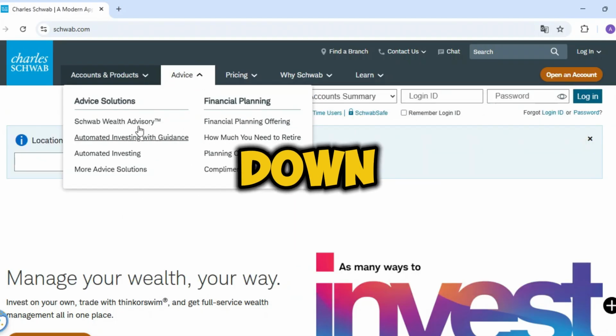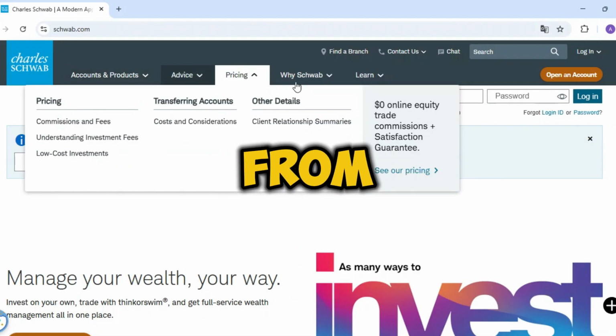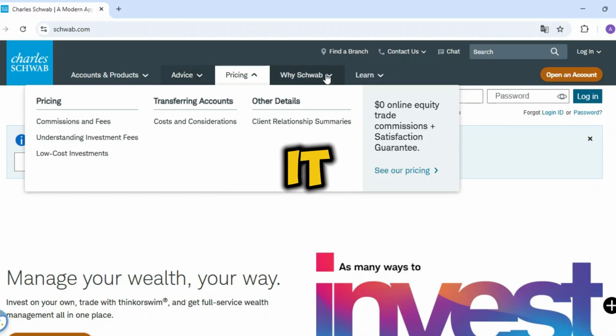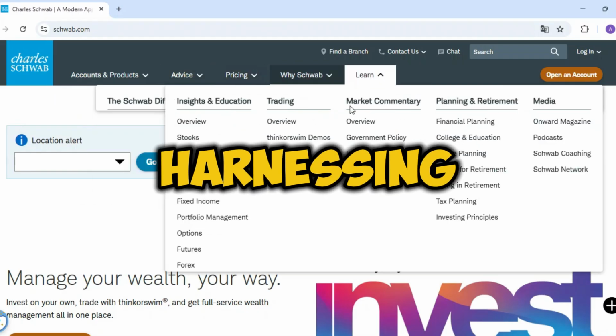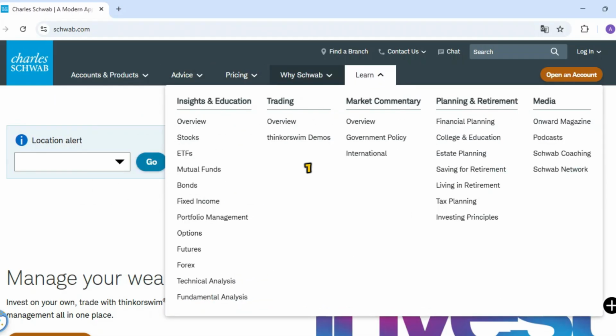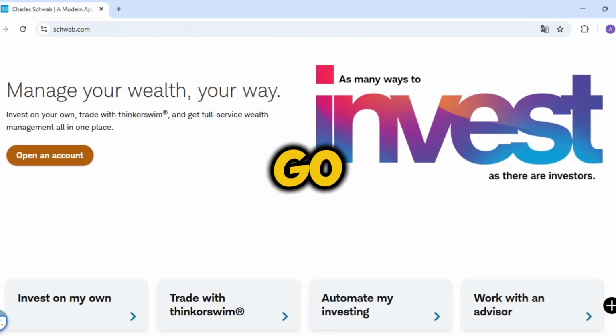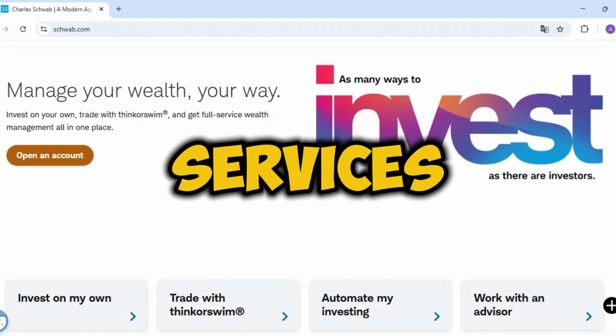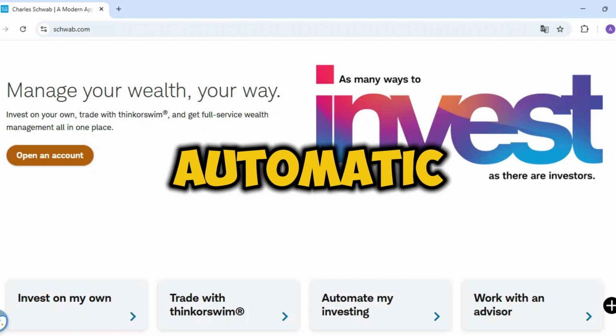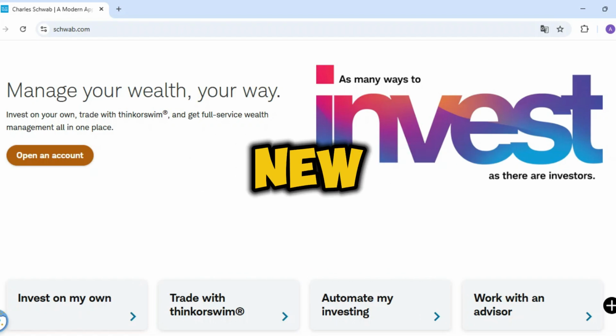Let's break it down. Automatic contributions pull money from your bank account regularly and invest it according to your instructions, harnessing dollar cost averaging. Step 1. Navigate to automatic investing. In your Schwab account, go to Accounts, then Account Services. Find Automatic Investing and select Set up a new plan.